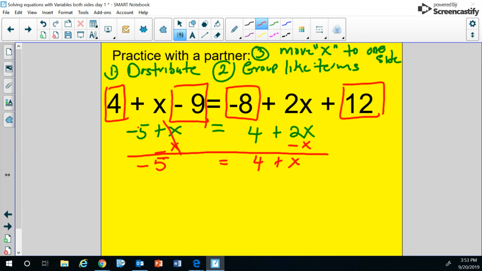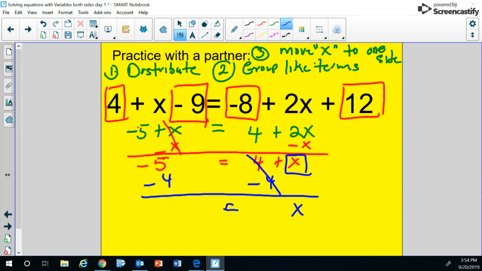Now I look at the x, put a box around it, and I see that there's a 4 added to it. So I want to get rid of that operation. I'm going to do a subtraction: -4 here and a -4 there. Draw a line. The 4 goes away. I bring my x down. I have an equal sign, and I have a -5 and a -4. That gives me a -9. So my answer is x is equal to -9.